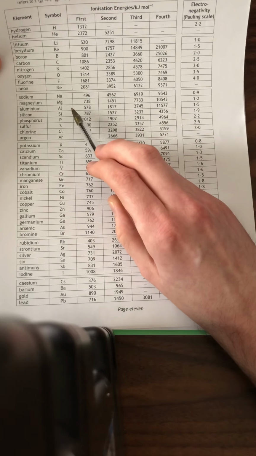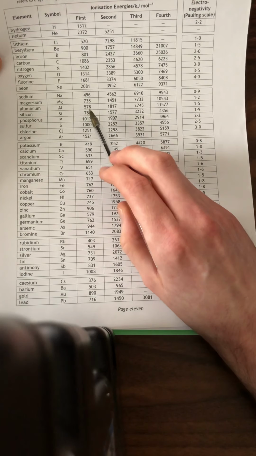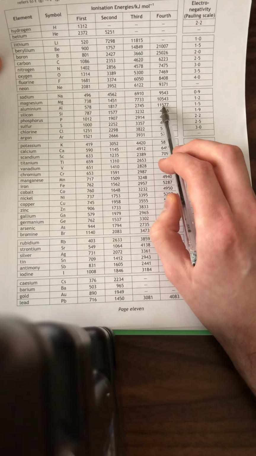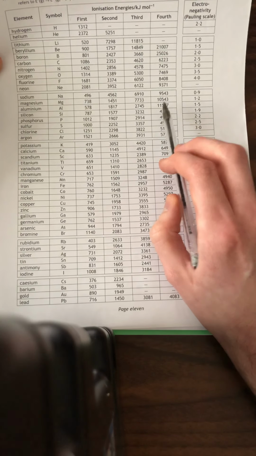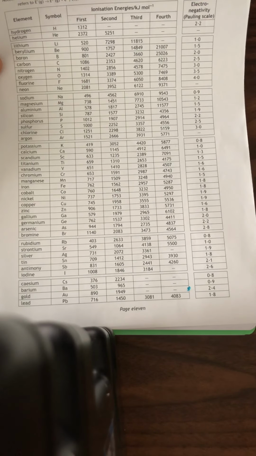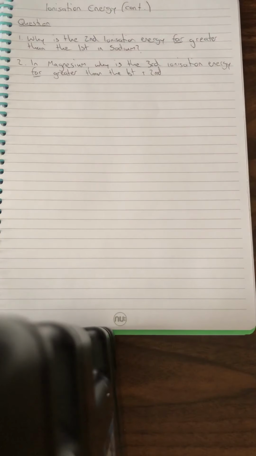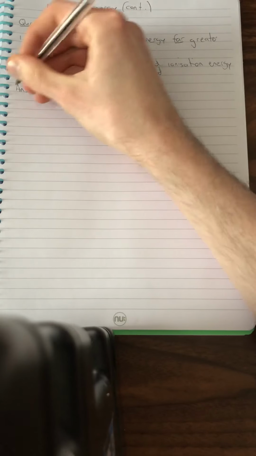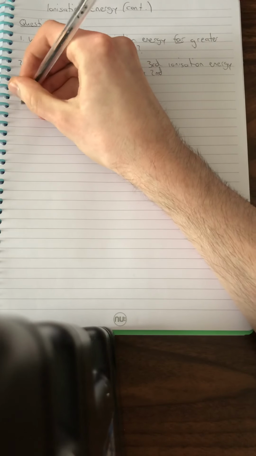And even aluminium, there's a big jump. You've got 578, 1817, 2745, but then the fourth one goes up to 11,577. So why is there this big massive jump? Okay, and to explain that, we need to write the electron arrangements out. So we're going to start with sodium.